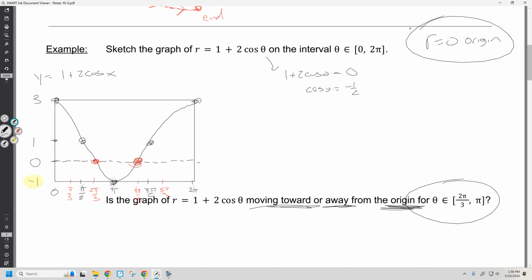We know r equals 0 no matter what my angle is. When r equals 0, you are at the origin. So tell me, is our graph moving toward or away? How about this? Is the distance between the origin and the graph increasing or decreasing?